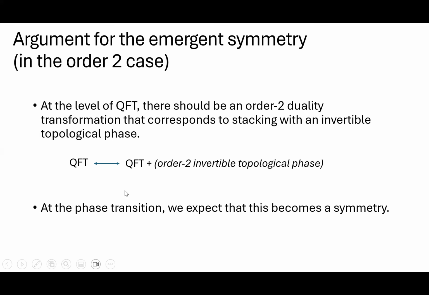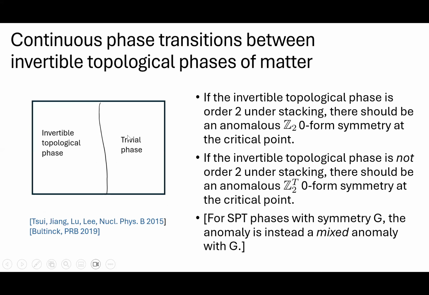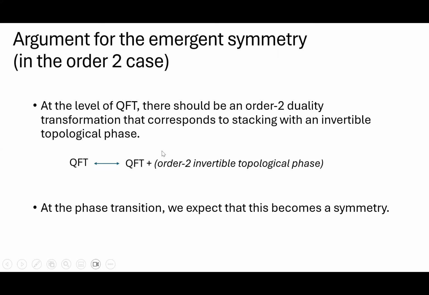Now, in general, that won't be a symmetry, right? Because it'll change you from a quantum field theory to a different quantum field theory. For example, it will take you from the trivial phase into the invertible topological phase and back. But you kind of expect that at the phase transition, it should become a symmetry. So you would expect that you get an emergent Z2 symmetry at the phase transition. And then you can show that if this symmetry corresponds to stacking with an invertible topological phase, it actually has to be anomalous.